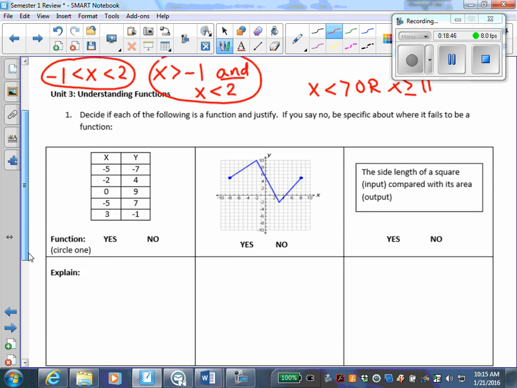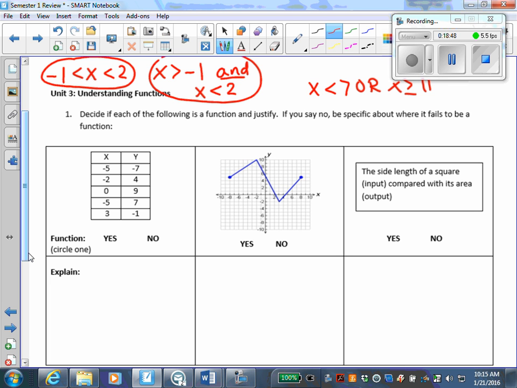Decide if each of the following is a function and justify. If you say no, be specific about where it fails. So to be a function, every input gets exactly one output. Or in other words, every x gets exactly one y. So we're looking at the table. Basically, we were looking to see if x repeats. So I've got negative 5, negative 2, 0, negative 5. Okay, so that's repeating with a different output. First it's with negative 7, then it's with positive 7. That makes it not a function.